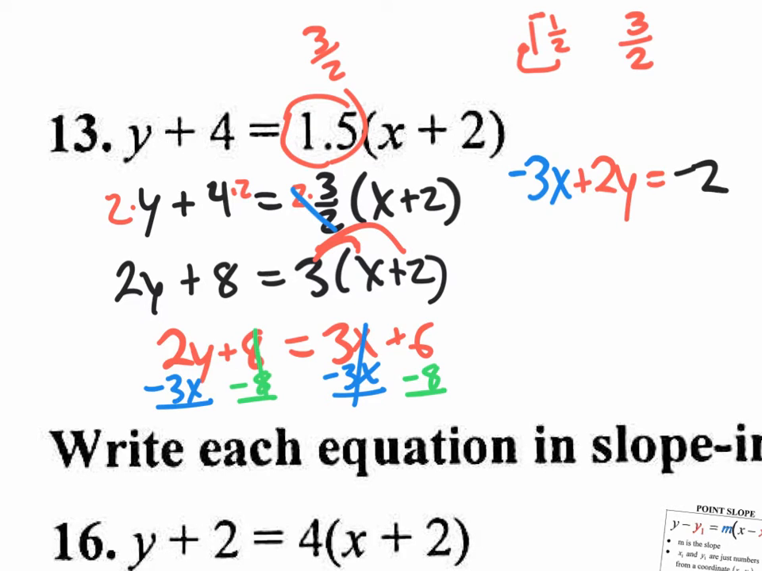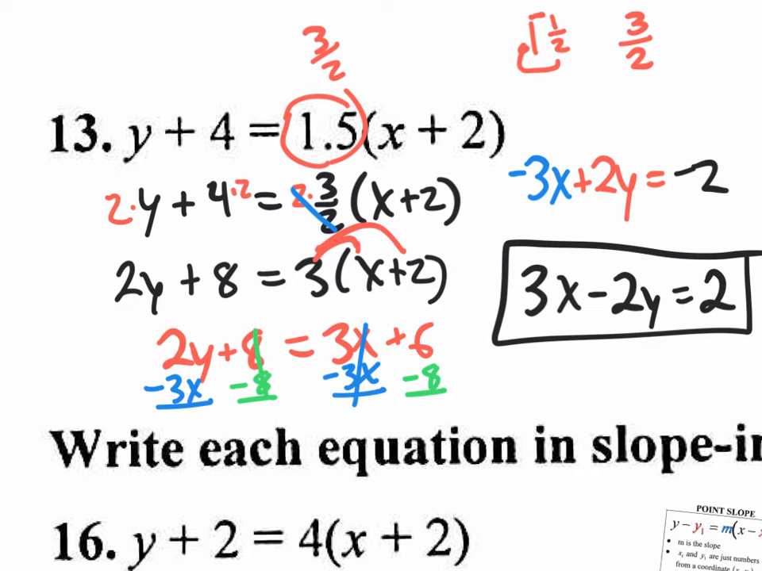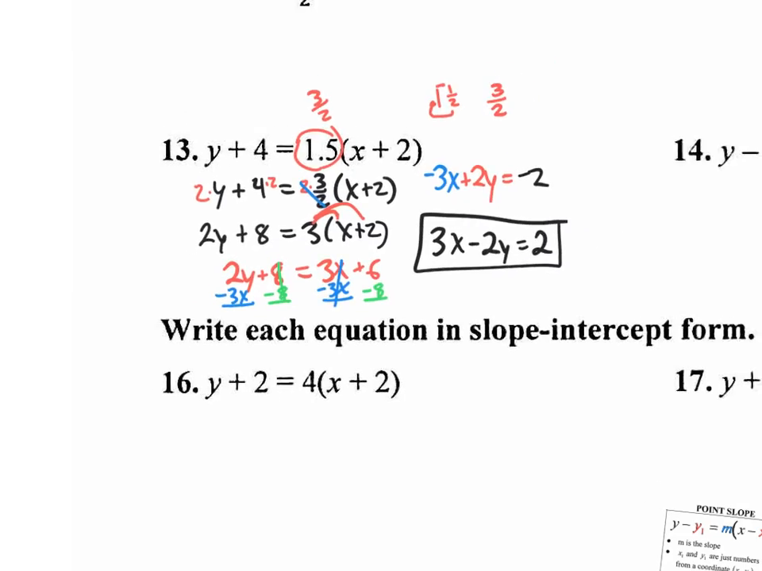So my next step to get it completely in the best standard form possible is to change that negative 3 to a positive 3 by multiplying everything by negative 1, and then I'll be done. So I'll have a positive 3x minus 2y and a positive 2 over there. That's my standard form equation for number 13. I hope you guys understand how to do that.